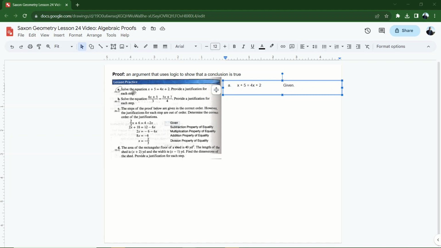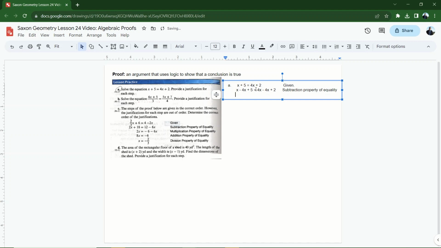We're going to start with letter A. Solve the equation x plus 5 equals 4x plus 2. Wait a second, how do I know that x plus 5 equals 4x plus 2? Whatever I start with is given. Okay, so x plus 5 equals 4x plus 2. Now I need to do some work to this to figure out what x is. The first thing I'm going to do is subtract 4x from both sides. So it's going to be x minus 4x plus 5 equals 4x minus 4x plus 2. That is the subtraction property of equality.